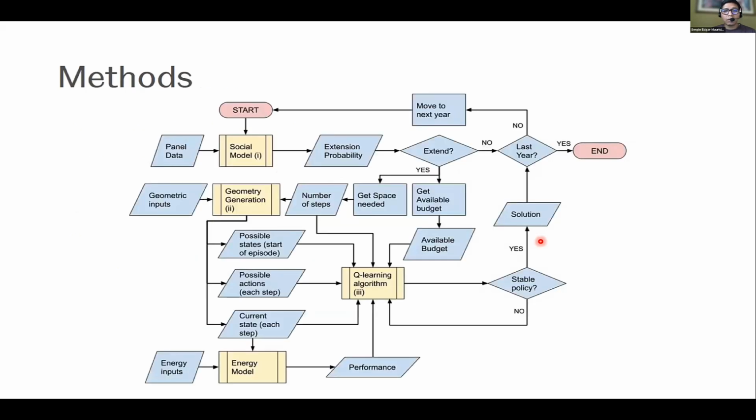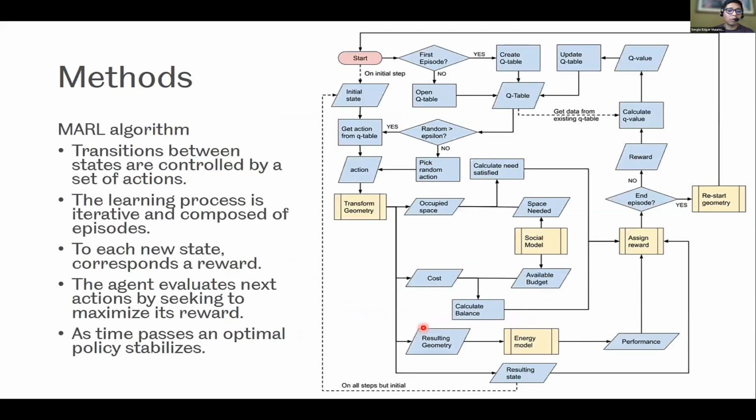So this is the workflow of the tool. It's based on 4 models, 3 of which are developed as part of the PhD: the social model, the geometry generation model, and the implementation of a Q-learning algorithm. And then we have an energy model, which is used as a black box and comes externally prepacked and is just used to get the performance of the geometries.